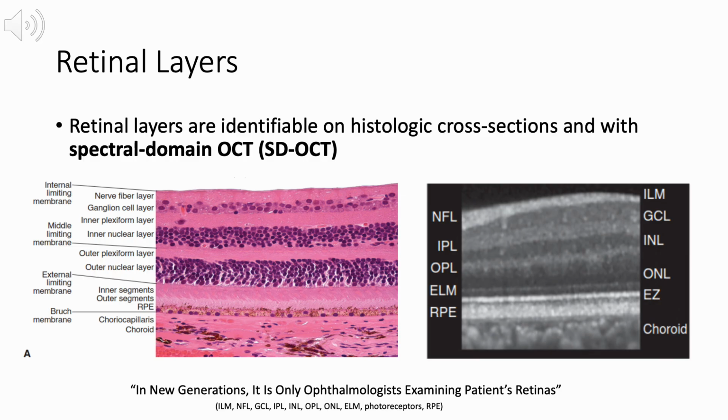External to this are the outer nuclear layer and the photoreceptor inner and outer segments. The external limiting membrane is identified just above the photoreceptor segments. Below the photoreceptors lies the retinal pigment epithelium, followed by Bruch membrane, the choriocapillaris, and the choroid. The image on the right demonstrates the same retinal layers as visualized on spectral domain OCT.